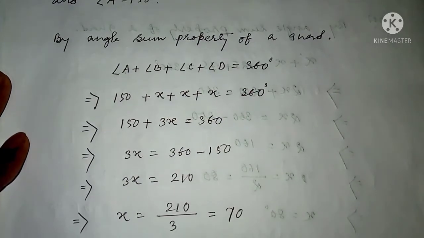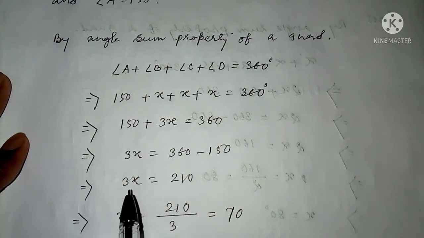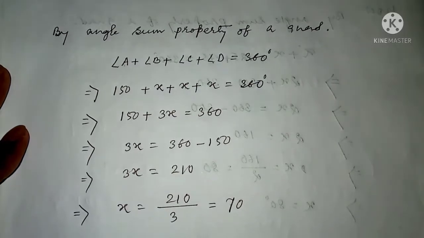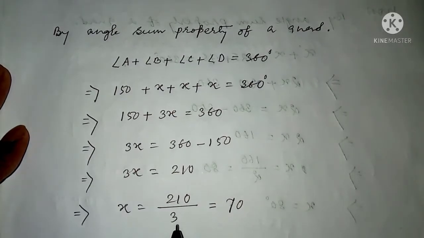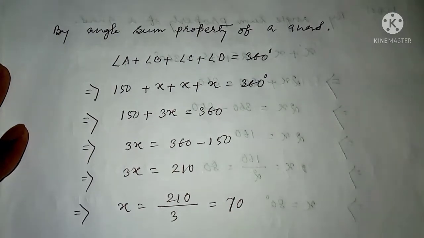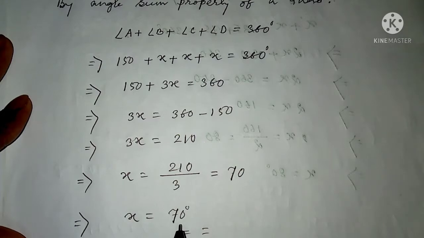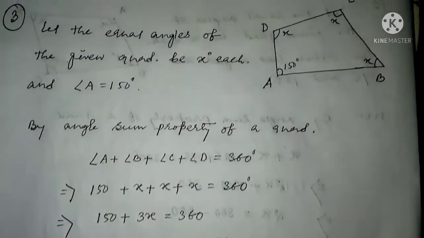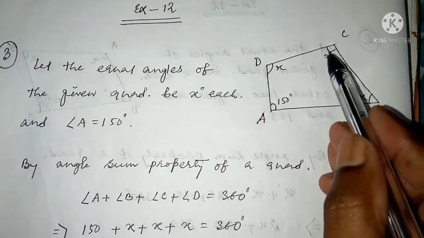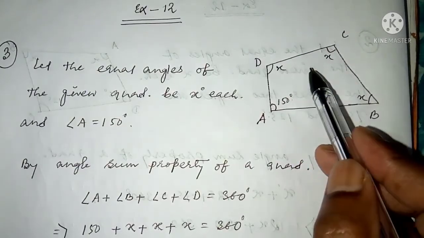Now see, 3x equals 210, so what do we have to do? We just need to shift this 3 to the downside. 3 divides 210, how much? 70. So x equals 70 degrees. That means from here we can say that the value of all these three angles is 70 degrees.